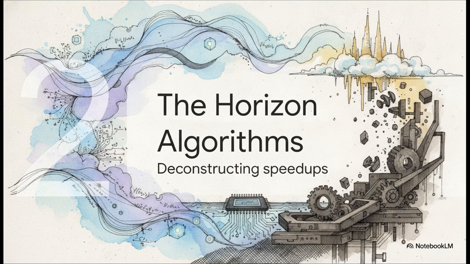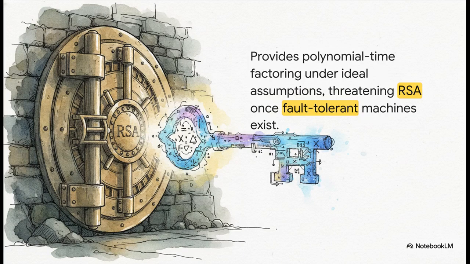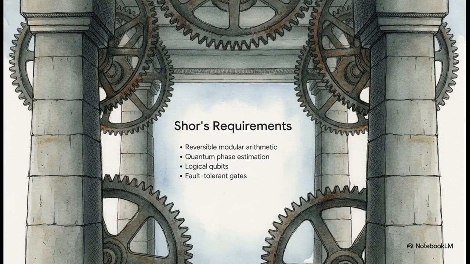Moving on to Section 2, the Horizon Algorithms, deconstructing the magic of quantum speedups. Let's start with the big one, the most famous one. Shor's algorithm provides polynomial-time quantum algorithms for integer factoring and discrete logarithms. Now, under ideal assumptions, this completely threatens RSA and elliptic curve cryptography. But, and this is a massive but, this threat only actually materializes once sufficiently capable, fault-tolerant machines exist in the real world. It's a theoretical powerhouse for sure, but it is definitely not something you can just boot up on today's hardware. To really understand why that is, we need to look at the incredibly strict conditions required to run it practically at cryptographic scales.